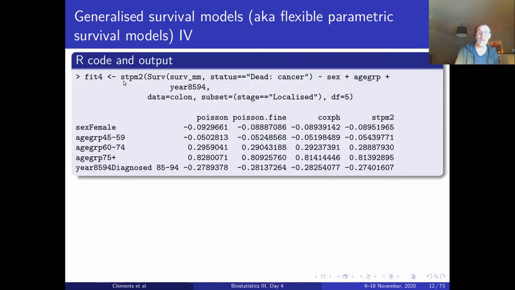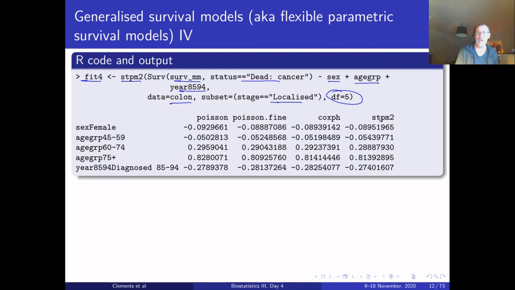Showing some code, we create an object called fit4 from stpm2, with the survival time in months for cause-specific death, adjusting for sex, age group, and calendar year of diagnosis, from the colon data restricted to localized cancer. Then we need to specify the degrees of freedom for the baseline, and 5 is reasonably generous. And then we compare the coefficients from stpm2 with Cox, Poisson fine, and Poisson.